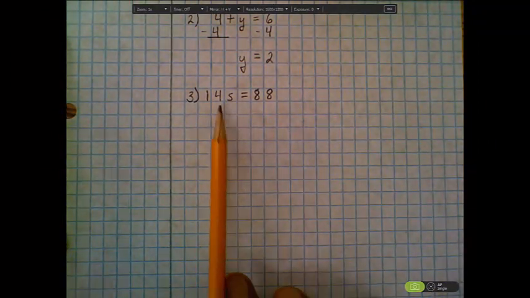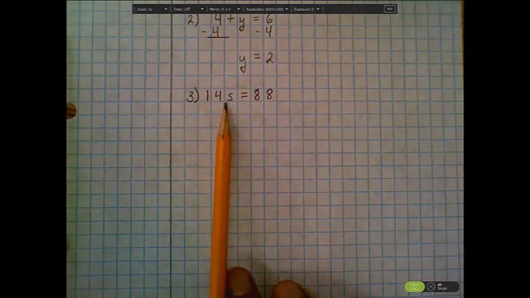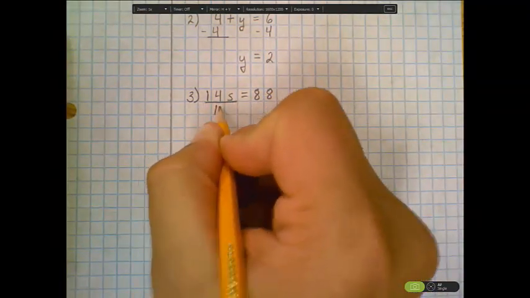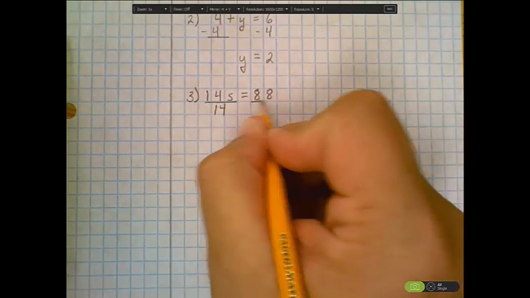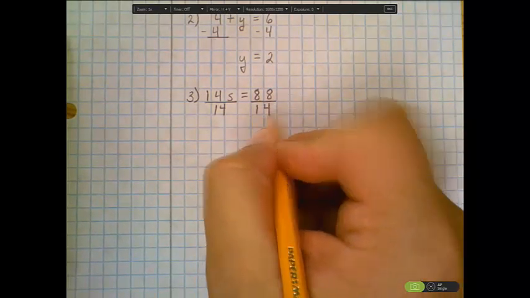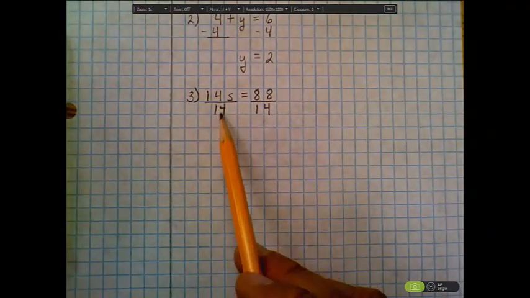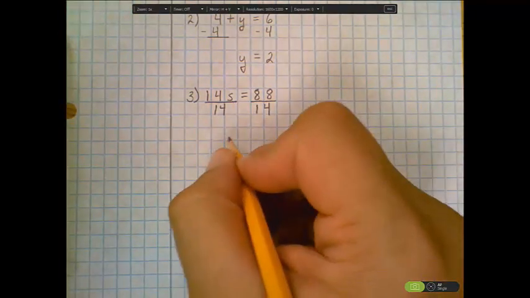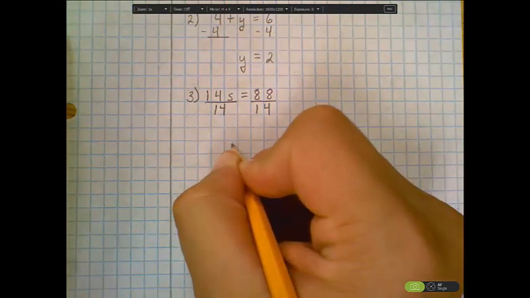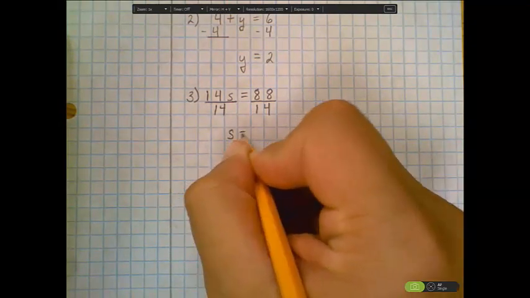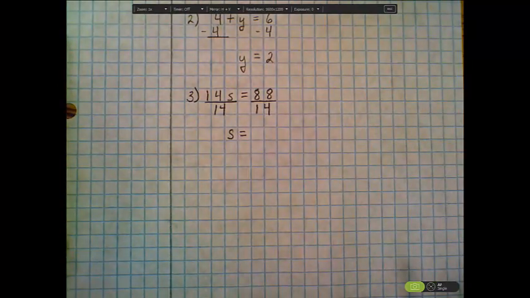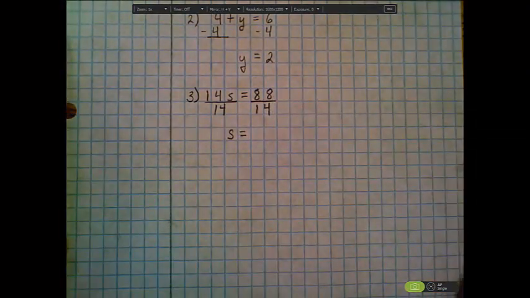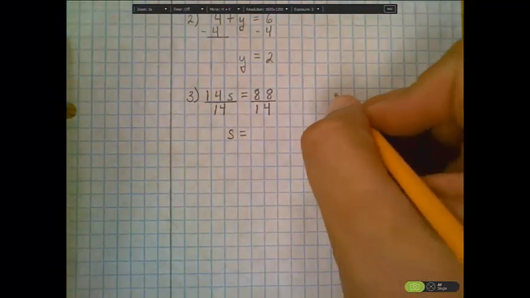So we're going to use our process of inverse operation. We're multiplying here, so we're going to divide both sides by 14. We know that 14 over 14 is equal to 1, and that 1 times s is equal to s. And then we need to do 88 divided by 14. I can't do that in my head, so I'm going to write that over here to the side.